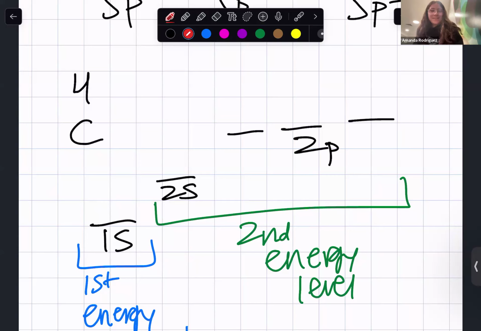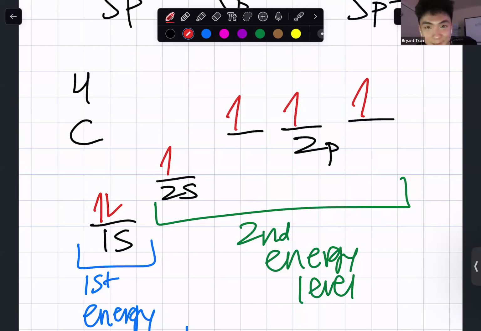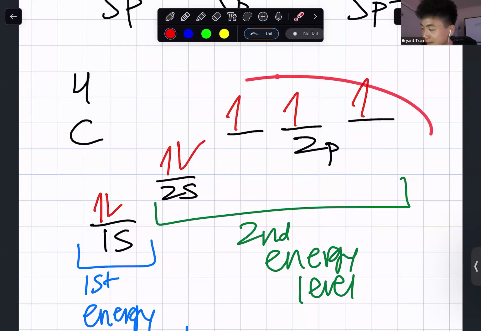Yeah. So I put the 2 arrows in 1s, and then 1 in 2s, and then 3 in 2p. So that's 1, 2, 3, 4, 5, 6, and then the last arrow will go in 2s. Correct, like that. And that would be the atomic orbital of fluorine, like that, right?